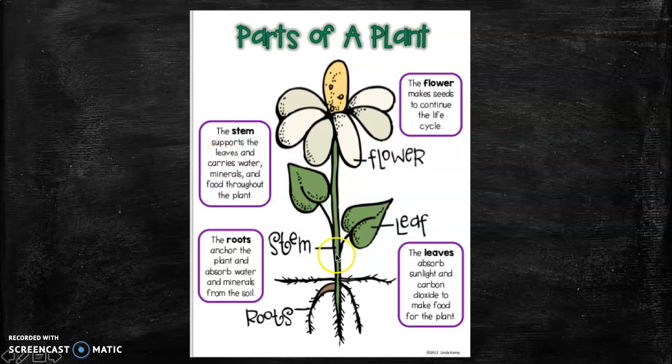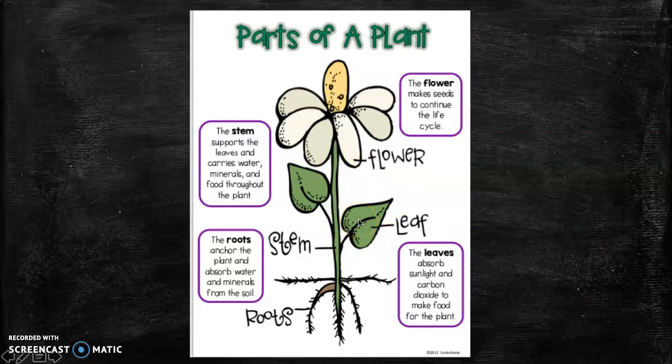Our next part is the stem. The stem supports the leaves and carries water, minerals, and food throughout the plant. So the stem is the delivery person that delivers all the water and minerals to the plant itself. Okay? And it supports something very important, the leaf.